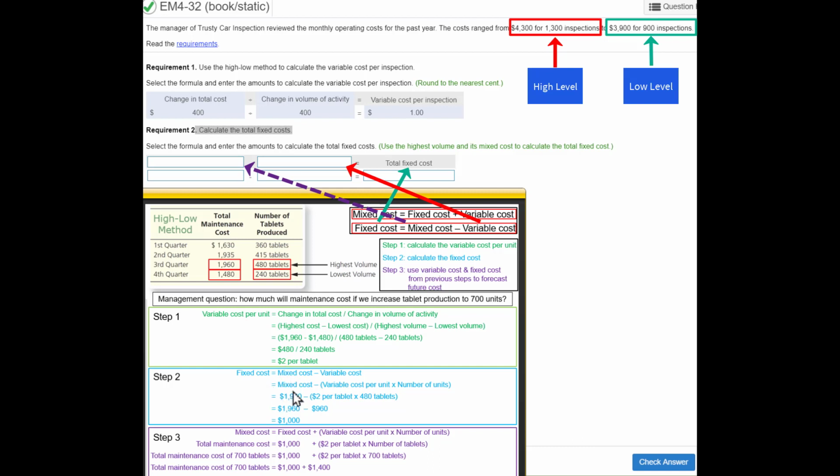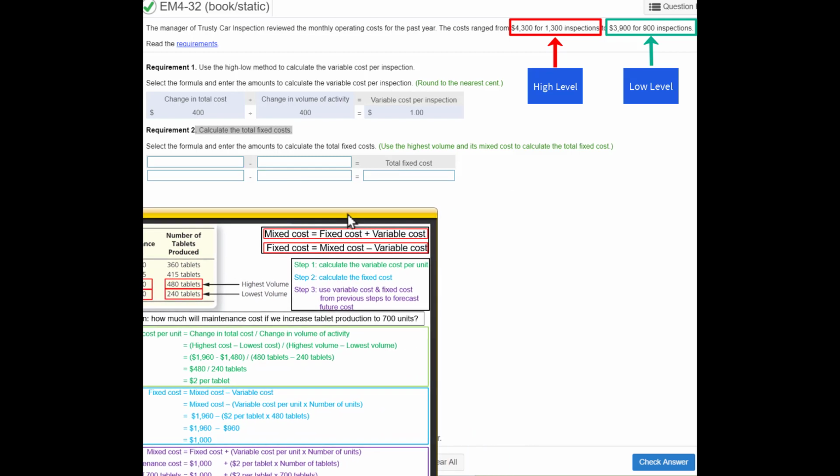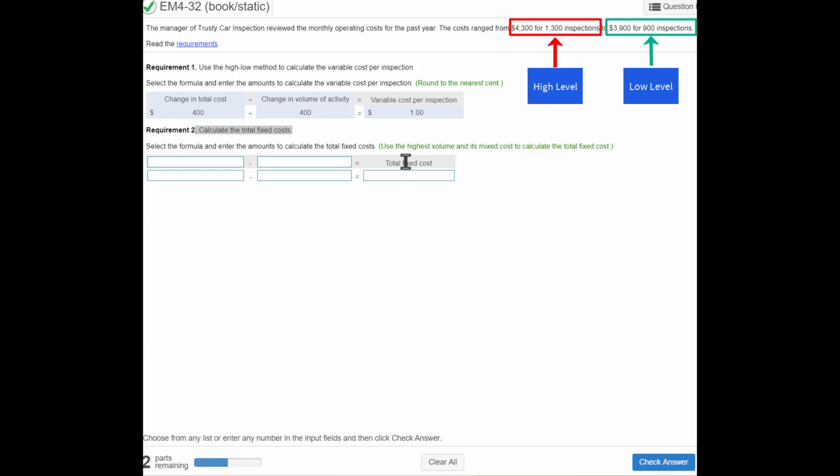So what we found out down here is that the fixed cost was $1,000. So let's see what we have in this scenario. And again, the formula is fixed cost equals mixed minus variable. So here we've got total fixed costs, that equals the total mixed cost minus the total variable cost.